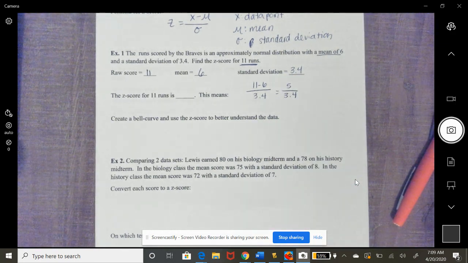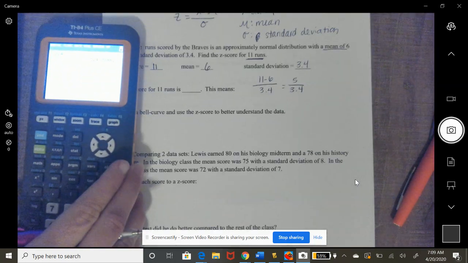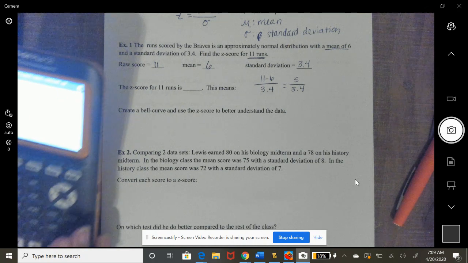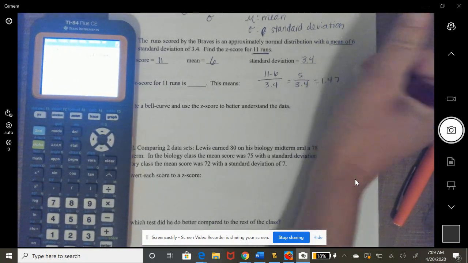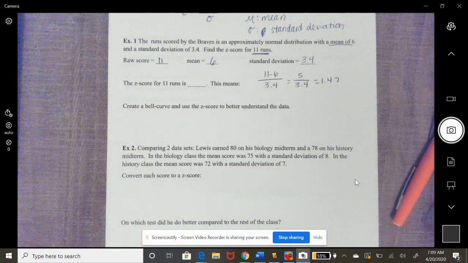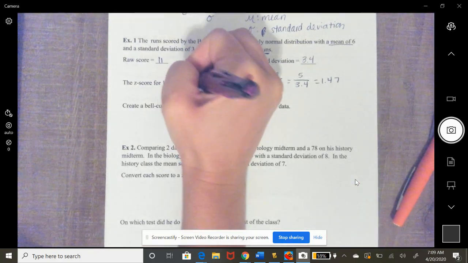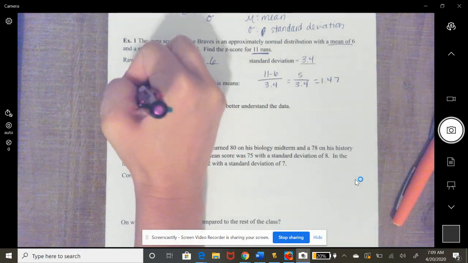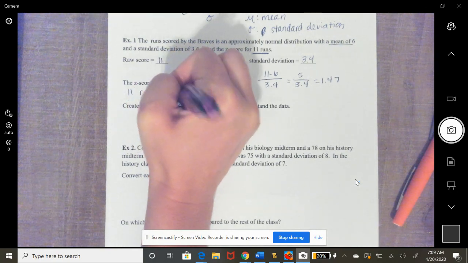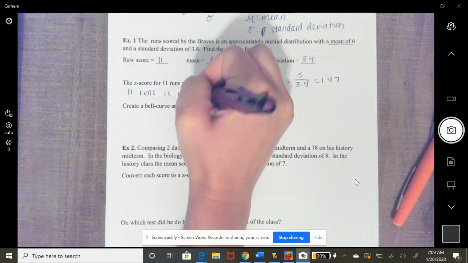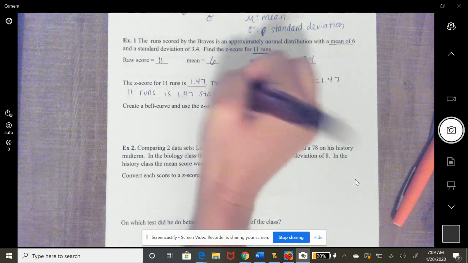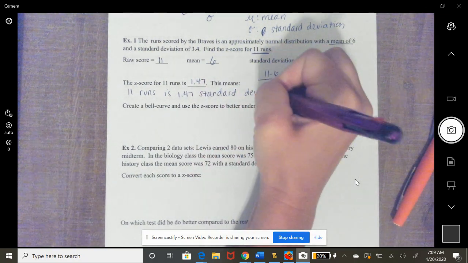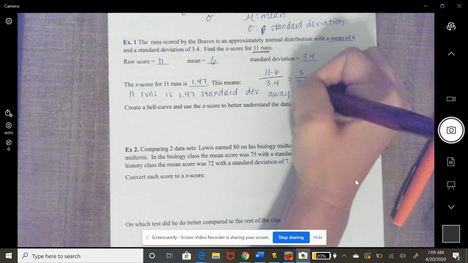And you do want the decimal. And we'll see a little bit more of why next time, but we'll round to the hundredths place. Can't really see that under my camera there, but that's 1.47. Okay, so the z-score for 11 runs is 1.47. Okay, this means 11 runs is 1.47 standard deviations away from the mean.